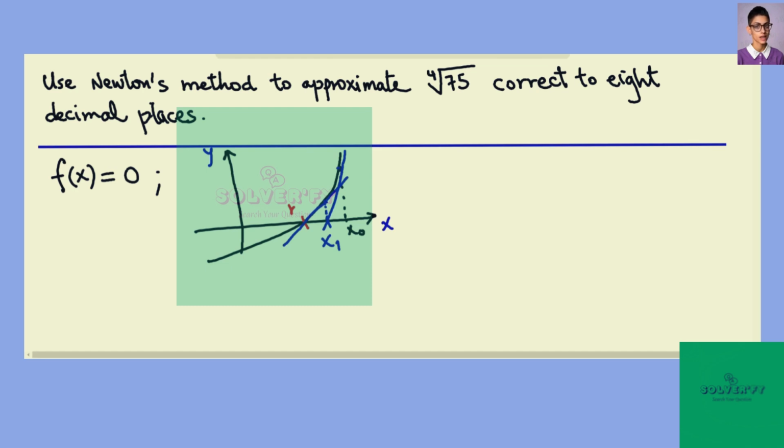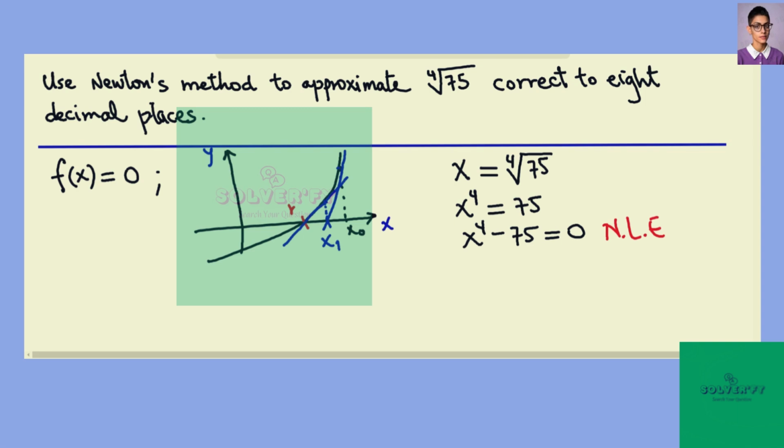What we have to do before applying Newton's method is state the following. We have the value x is the number fourth root of 75. It means that x to the fourth is equal to 75, and then x to the fourth minus 75 is equal to 0. And now we have a nonlinear equation where we can apply Newton's method.